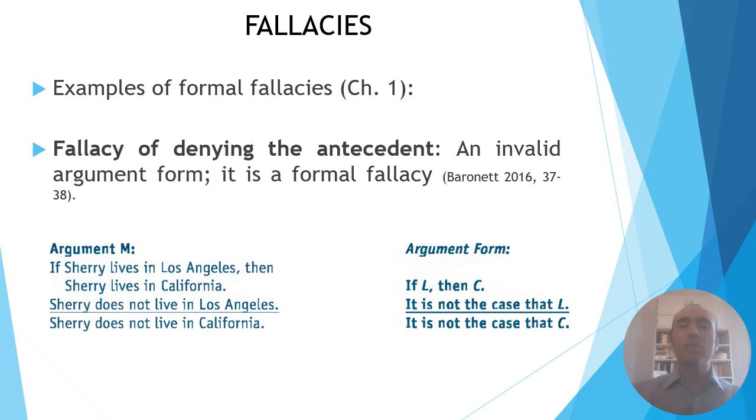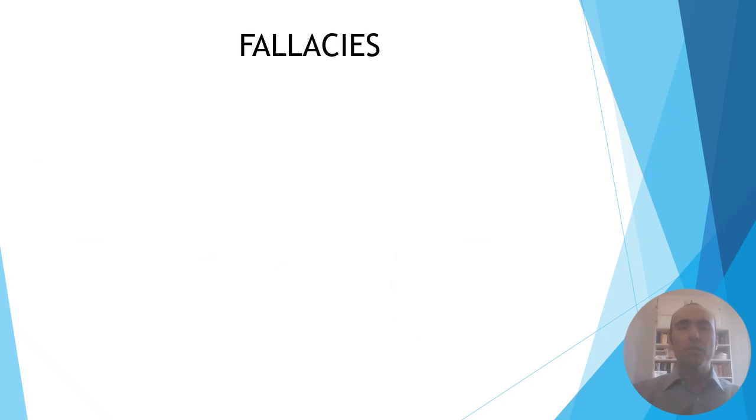The fact that she does not live in Los Angeles does not necessarily prove that she does not live in California. She could live, for example, in Pasadena, and she will not live in Los Angeles, but still she will live in California. So those were two cases of formal fallacies that are errors in the structure or form of an argument.